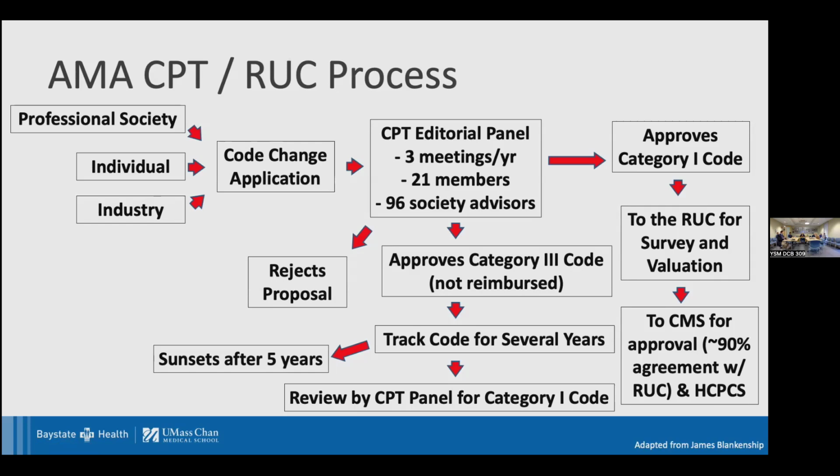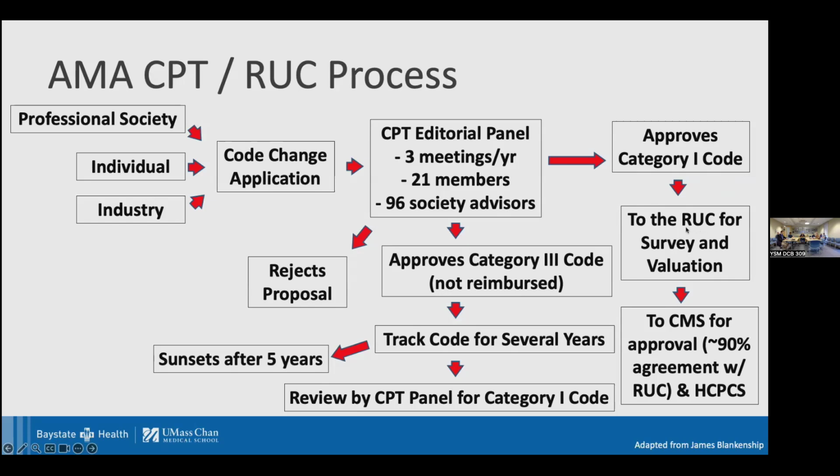So for example, now we have active Category 3 codes for coronary drug-coated balloons. We have active Category 3 codes for renal denervation, right, where you can document that you're doing those things, but it turns out nobody's going to pay you a physician fee for doing them. Okay? Now, Category 3 codes can be tracked for several years, and they can provide evidence for review by the CPT panel to be advanced to a Category 1 code. They automatically sunset after 5 years if they're not advanced. Ultimately, the panel can approve a Category 1 code. Category 1 codes are generally what drive our reimbursement.